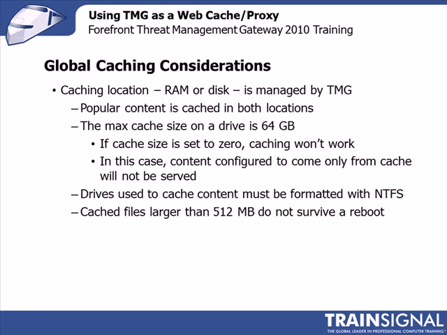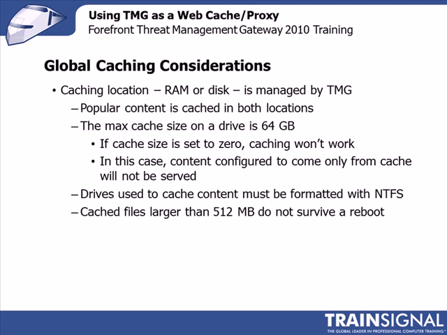Now you may wonder, how do you determine what kind of content is going to get put into RAM and what kind of content will get put on disk? You don't have to worry about that. That's all managed by Threat Management Gateway. The caching location is something you don't have to worry about, but the size of that location is something you can configure. Popular content will be cached in both locations, so that it's always available regardless of the retrieval type.